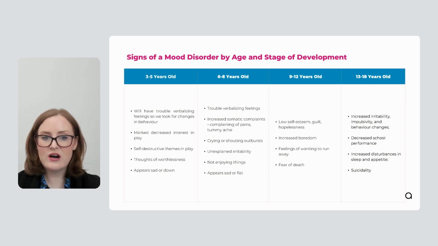In children who are 9 to 12 years of age, we might see low self-esteem, guilt, hopelessness, increased boredom, feelings of wanting to run away, and perhaps a fear of death. In children who are 13 to 18 years of age, we'll see more increased irritability, impulsivity and behaviour changes, decreased school performance, increased disturbances in sleep and appetite, and suicidality.